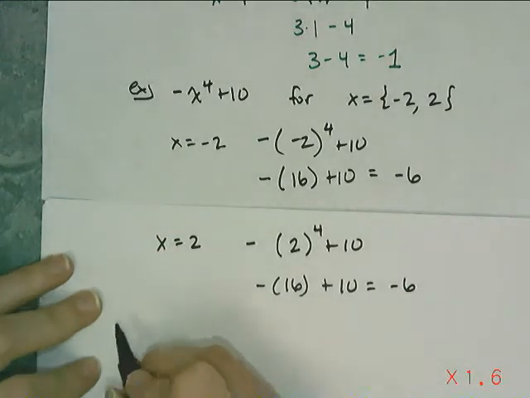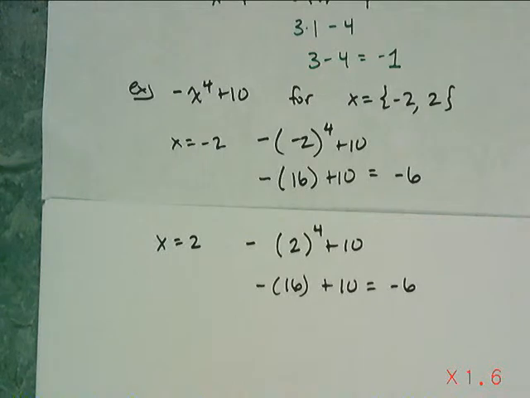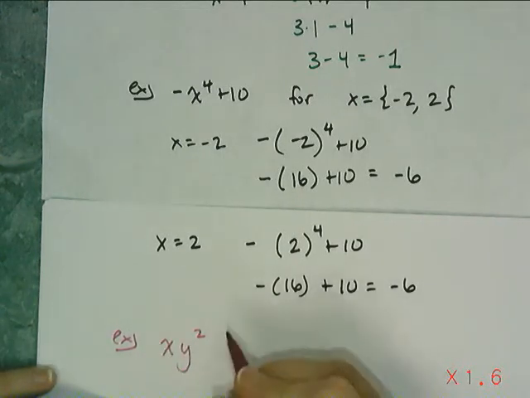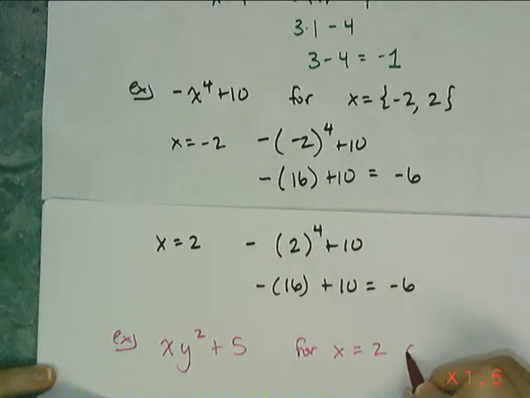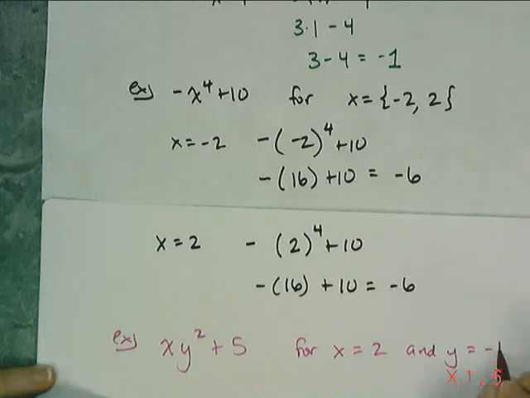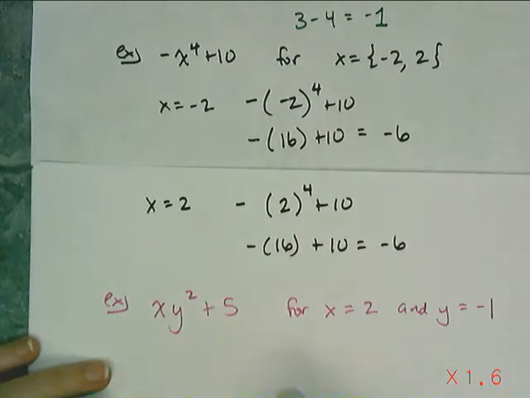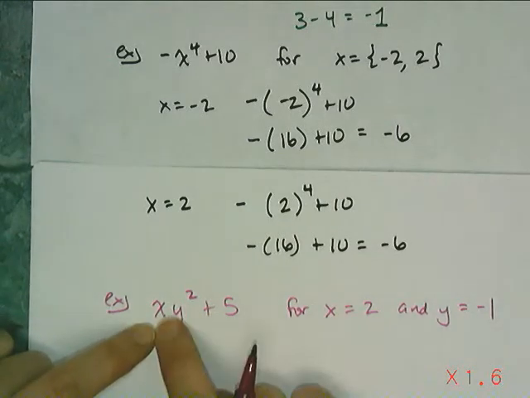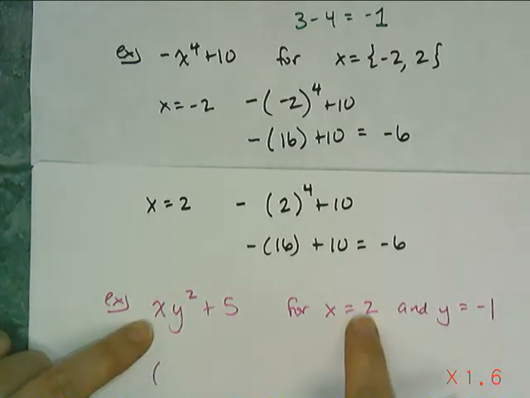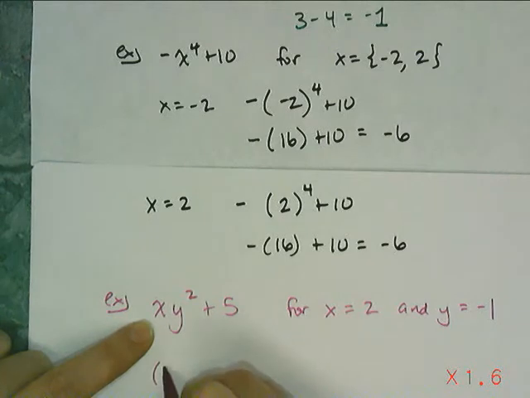So now let's look at another example. Let's look at this one. Let's say xy squared plus 5 for x equals 2 and y equals -1. All right, so for this one, I have two values to plug in, so I'm going to do the exact same thing. Wherever I see an x, I'm going to open up the parentheses and plug in whatever value that is. In this case, it's just a 2.